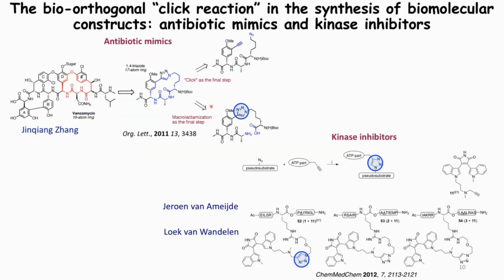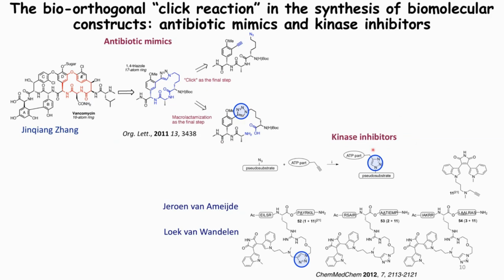Now, also the click reaction was used for the synthesis of much smaller constructs. And in this case, we made mimics of the antibiotic vancomycin. There is a need for new antibiotics, so we're looking at that here. And here, the triazole ring is used as a conformational constraint in order to be able to make a mimic of the cavity of vancomycin. So here we use click chemistry with another meaning. It's really easy to use it, but the triazole moiety has a function here.